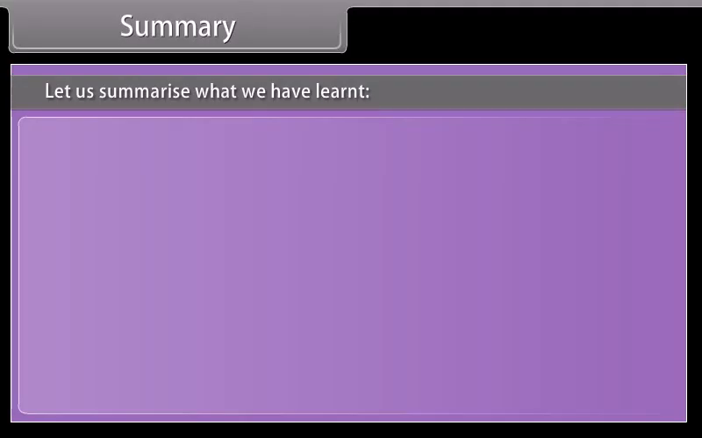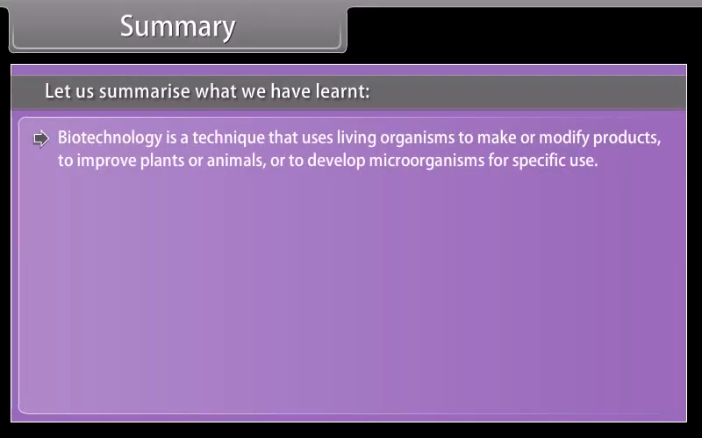Summary. Let us summarize what we have learned. Biotechnology is a technique that uses living organisms to make or modify products to improve plants or animals or to develop microorganisms for a specific use.